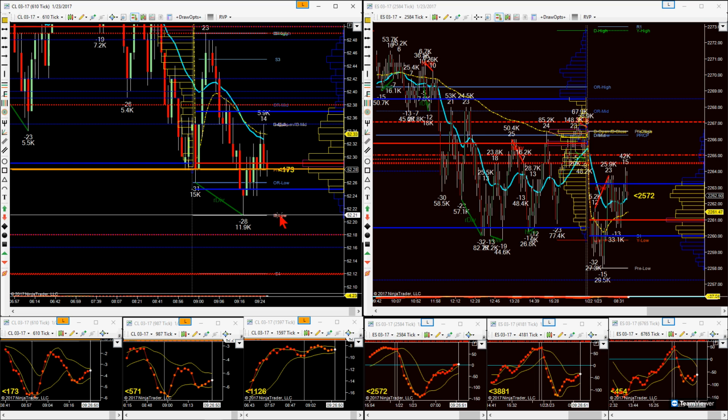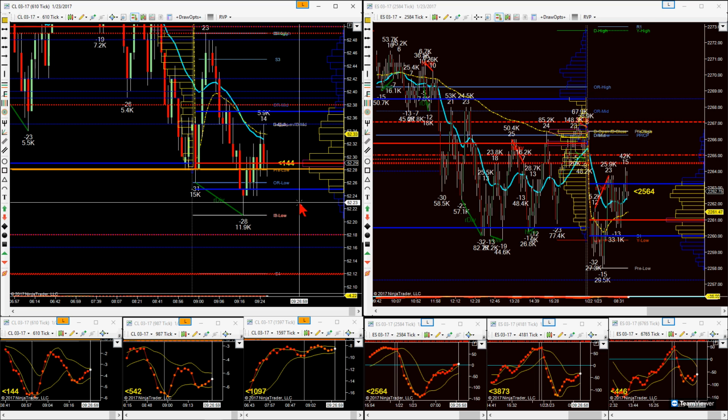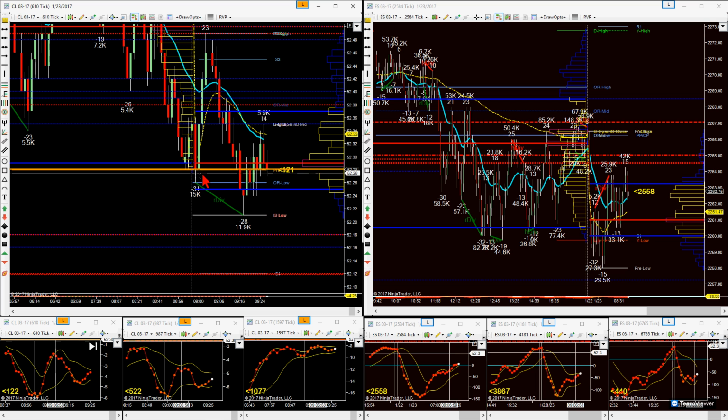Really tight opening range so far. Low 21, high 50, not even a 30 tick range so far. Really, really tight opening range. Honestly, the only trade setup, well, I guess it depends on how aggressive you are. Definitely, this was a nice trade setup.